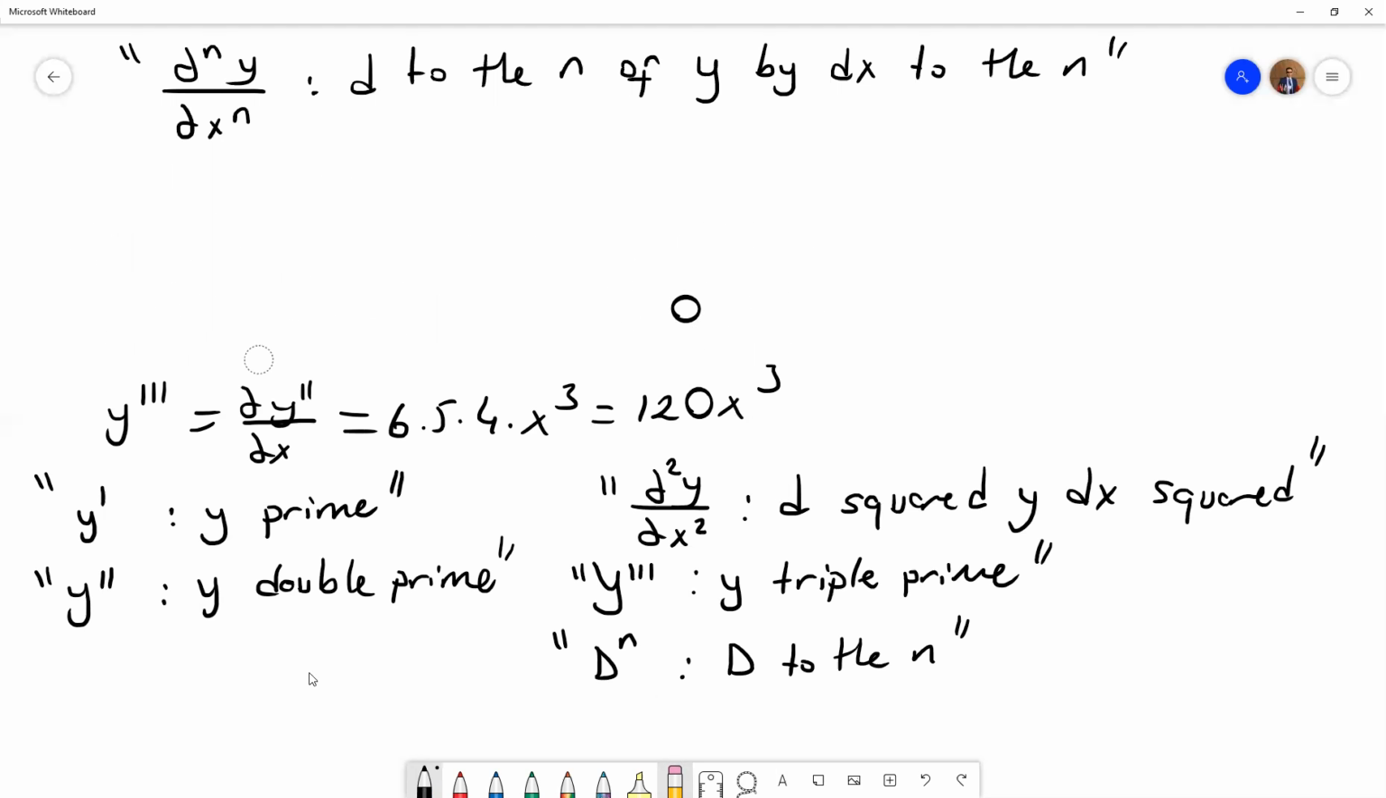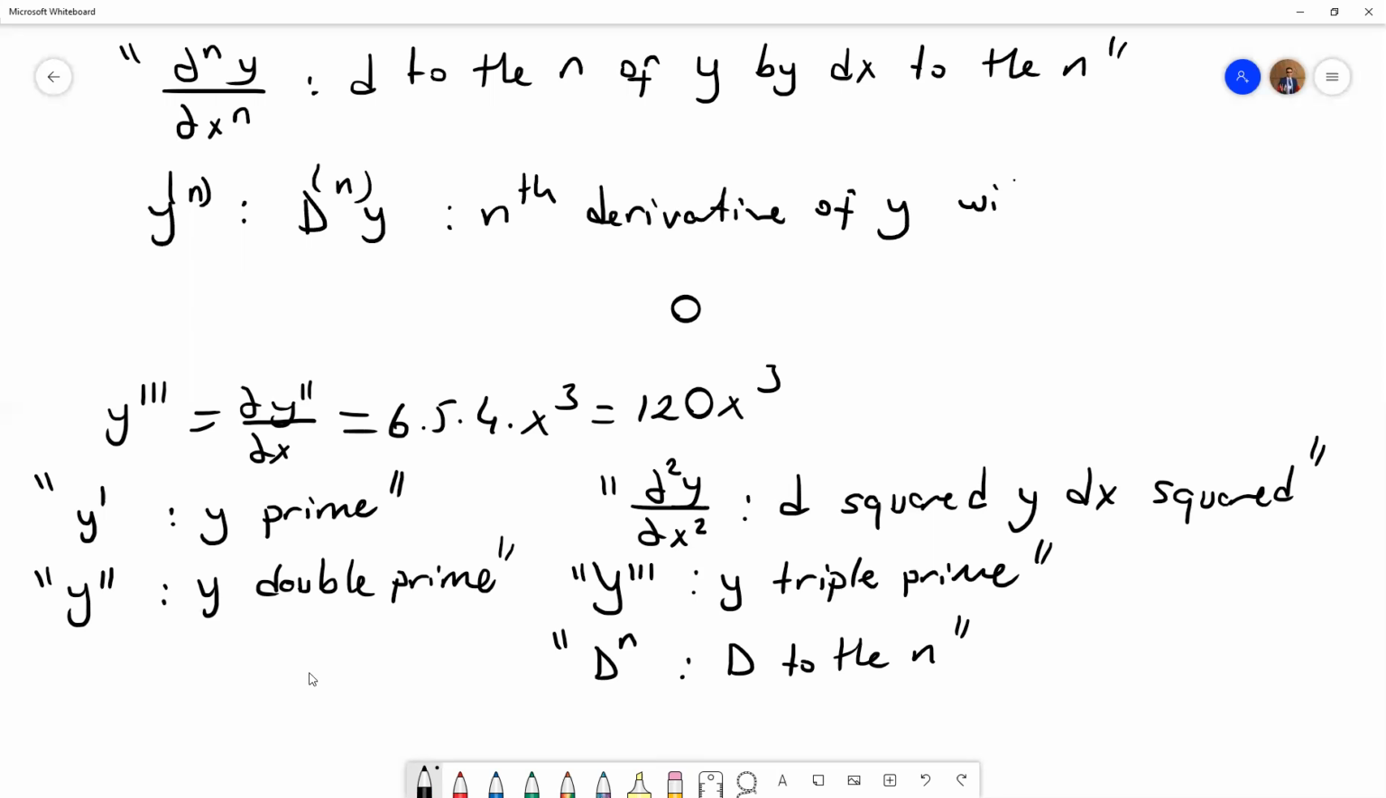And finally, I have one more thing. y to the n also equals d to the n y here like that, and also we can write that. And the derivative of y with respect to x, we can also write with abbreviations.